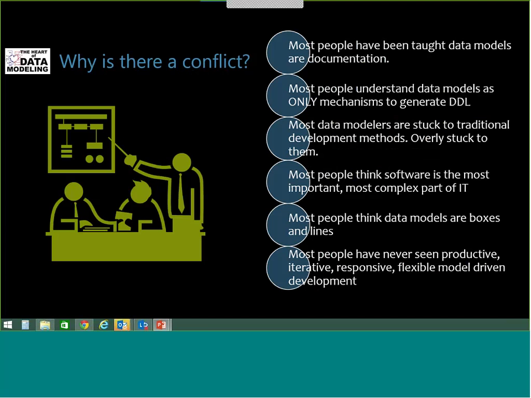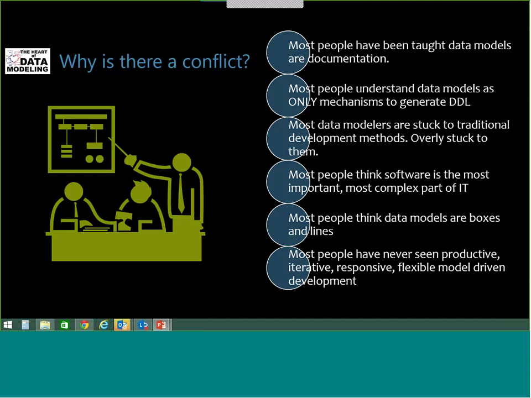Most data modelers are way too stuck on working the traditional development methods, which is getting an entire data model done, and they don't have skills on being able to deliver iteratively and making changes and getting the right parts of the model right to help support an iterative development once. So let's not be overly stuck to traditional methods when we're trying to work on agile projects.